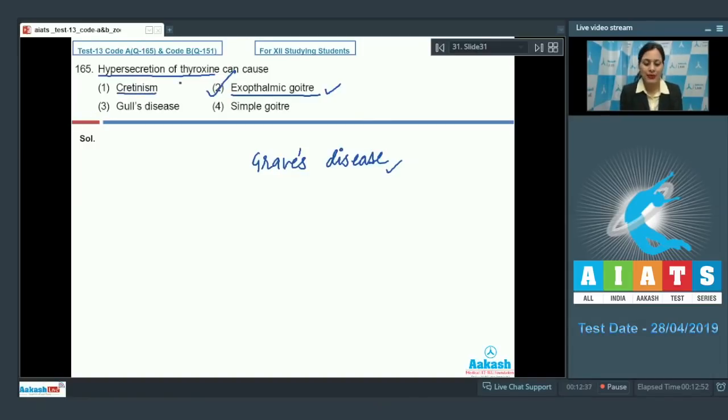Let's discuss rest of the options. The very first option given is cretinism, and this cannot be a correct answer because cretinism is a special type of malgrowth of body caused due to hyposecretion of thyroxine during gestation period. The next option is Gull's disease, and this cannot be a correct answer to our question because Gull's disease occurs due to hypothyroidism in adults. And the last option is simple goiter, and this cannot be a correct answer to our question because simple goiter occurs due to the deficiency of iodine in diet and results in low secretion of thyroid hormone. So the correct answer to this question is option number 2. Let's discuss our next question.